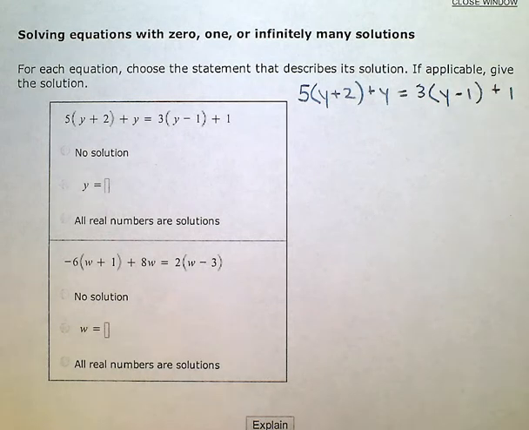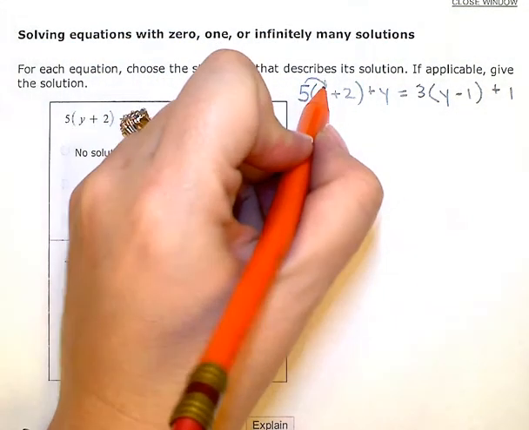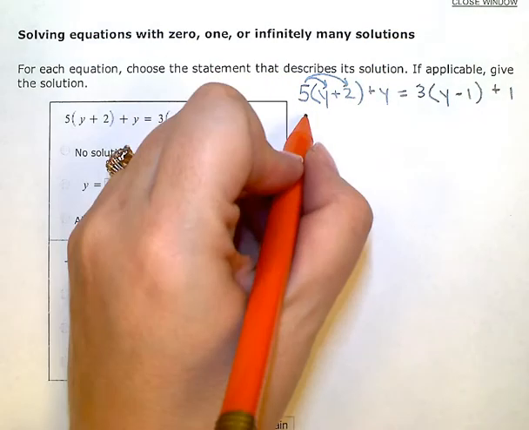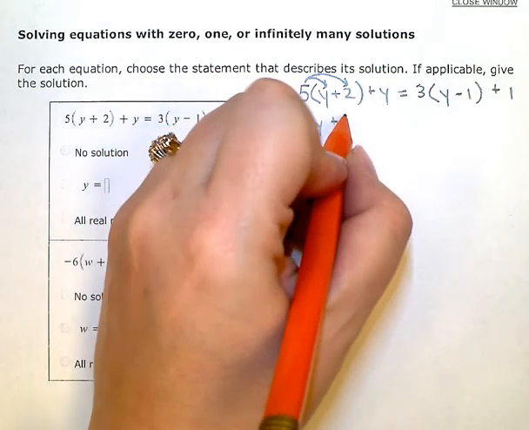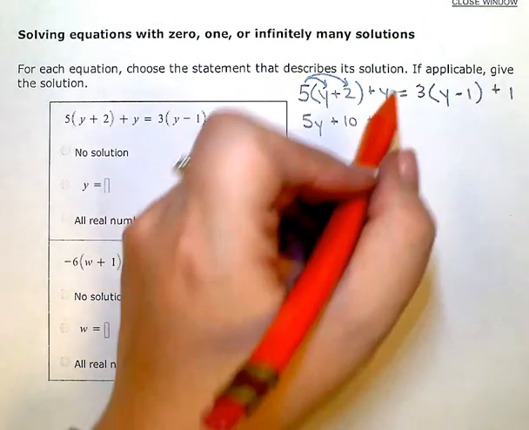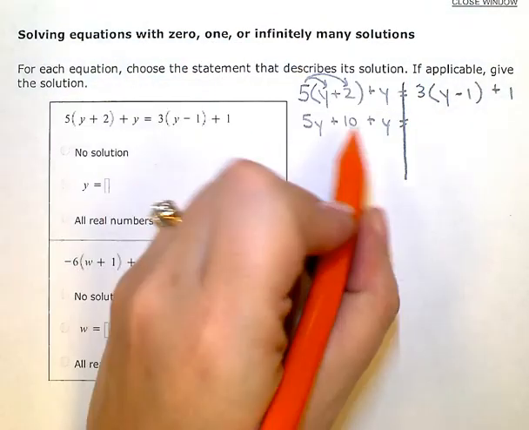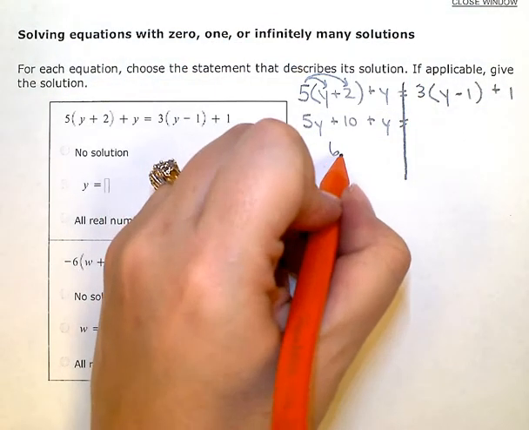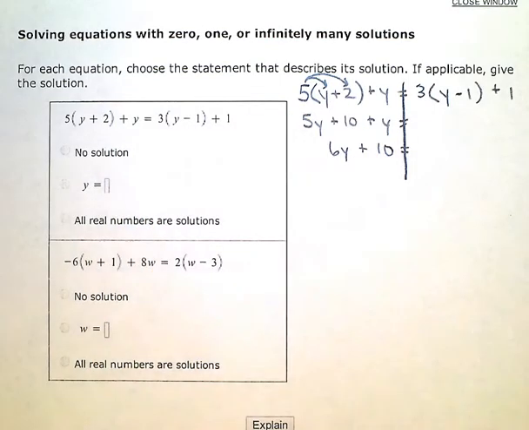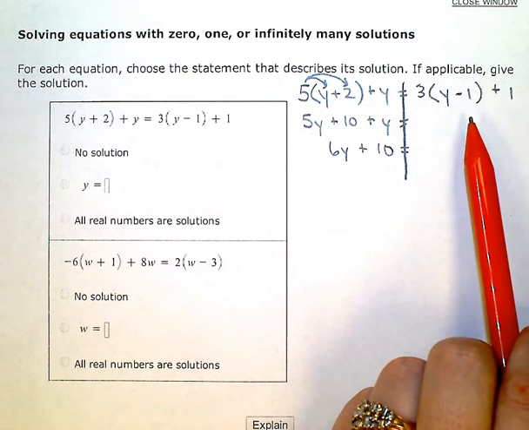So looking just at the left, I have 5 times y and 5 times 2. So 5y plus 10, and then bring down the plus y. And then combining like terms here, my 5y plus y gives me 6y plus 10 on the left. So now simplifying on the right, doing the same thing, distributing and combining like terms.